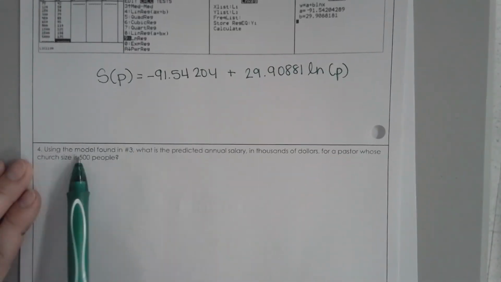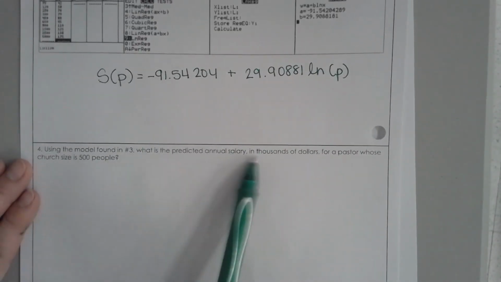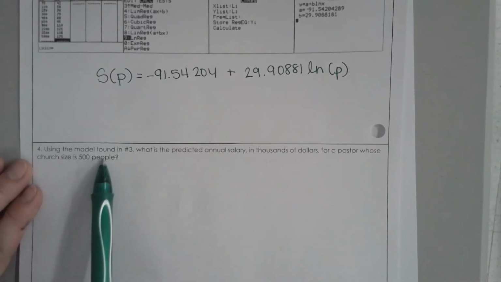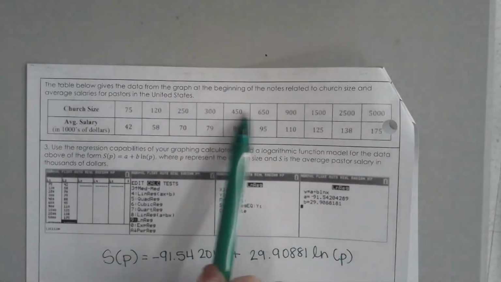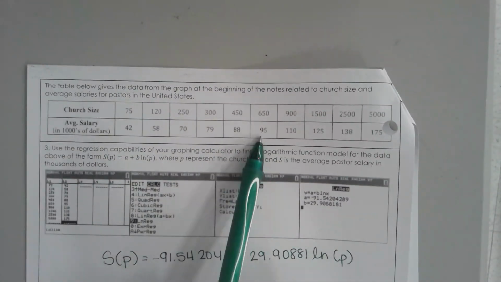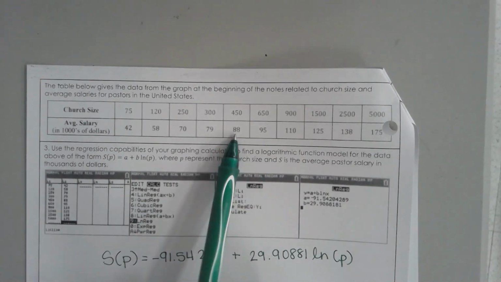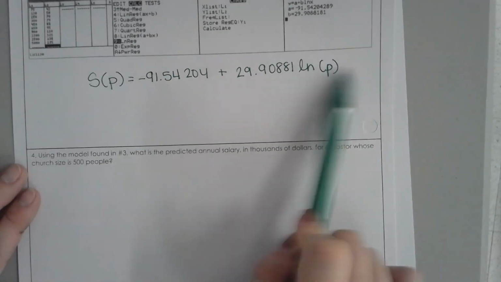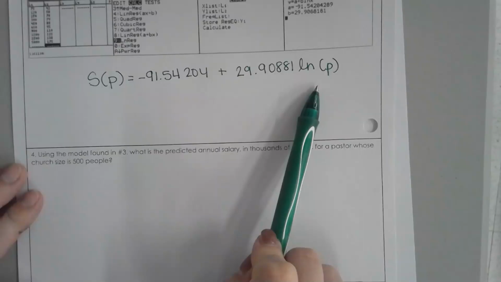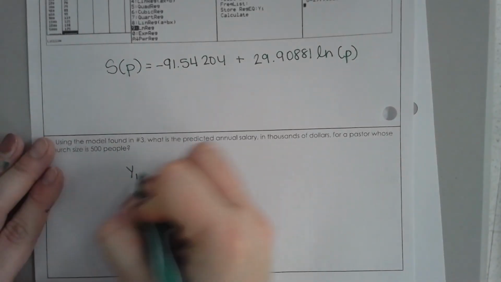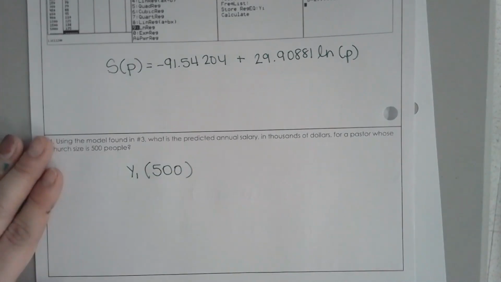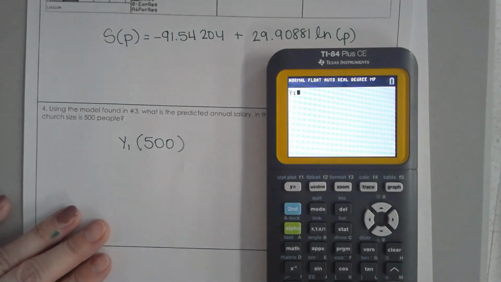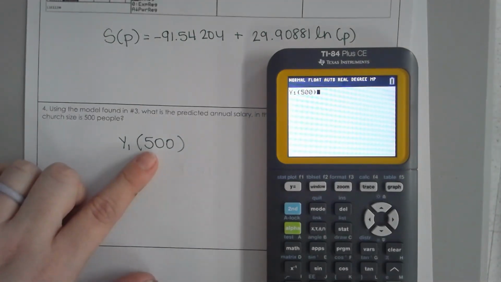All right, number 4, using the model found in number 3, what is the predicted annual salary in thousands of dollars for a pastor whose church size is 500 people? So notice we don't have an equation to type out. Because we stored it in Y1, you're going to type in your calculator that right there. So the alpha trace, Y1, and then in parentheses 500.